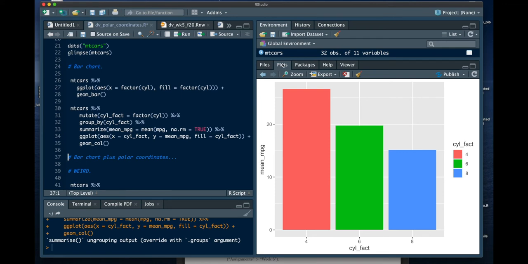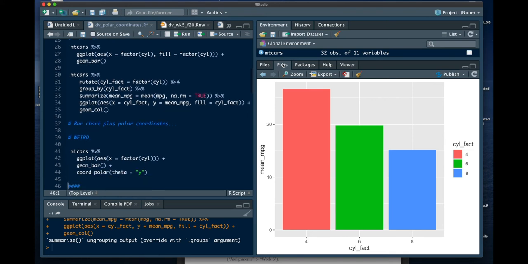Okay, so let's add a polar coordinate to the earlier bar chart that we made. This is really key to making anything with polar coordinates in R. You're really going to start with a bar chart. You're going to write the code like you're making a bar chart, and then you're going to add polar coordinates.